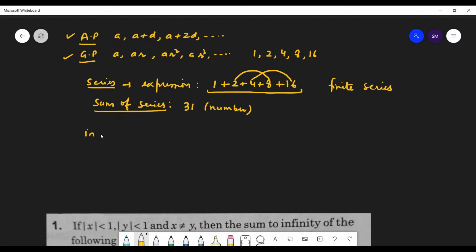But what if we have an infinite series? So infinite GP, from infinite GP we get infinite series. From finite GP we get finite series. Now let us make this series an infinite series. So it will keep on going, keep on going.